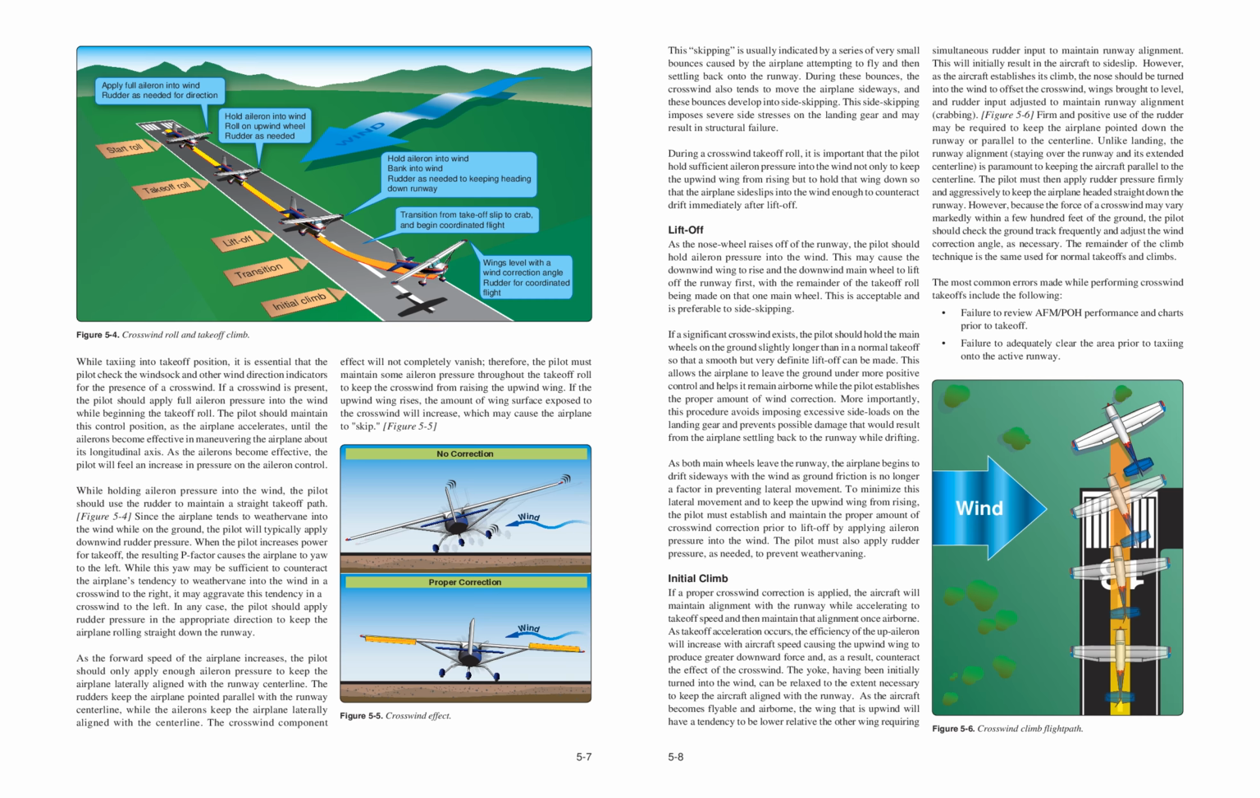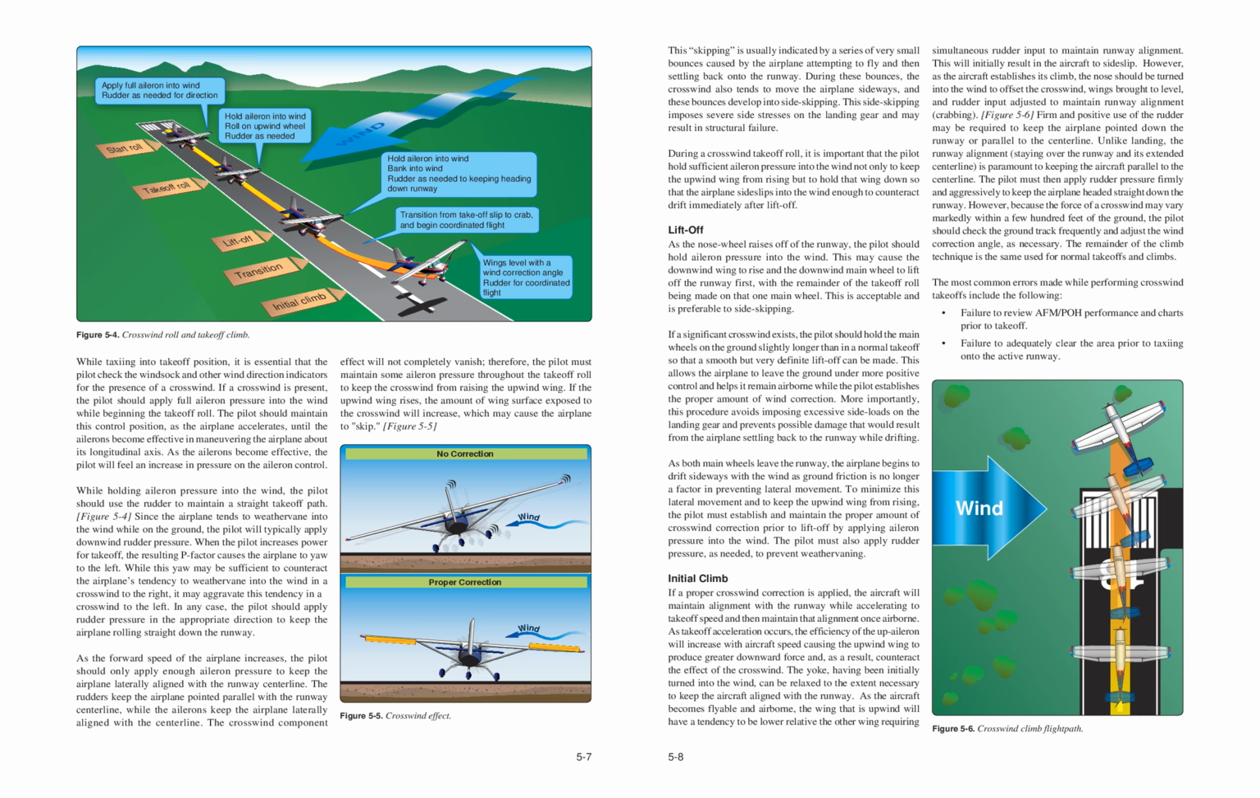The yoke, having been initially turned into the wind, can be relaxed to the extent necessary to keep the aircraft aligned with the runway. As the aircraft becomes flyable and airborne, the wing that is upwind will have a tendency to be lower relative to the other wing, requiring simultaneous rudder input to maintain runway alignment. This will initially result in the aircraft side slipping. However, as the aircraft establishes its climb, the nose should be turned into the wind to offset the crosswind, wings brought to level, and rudder input adjusted to maintain runway alignment.